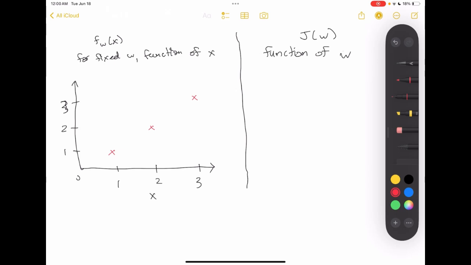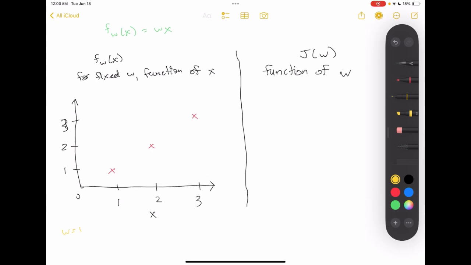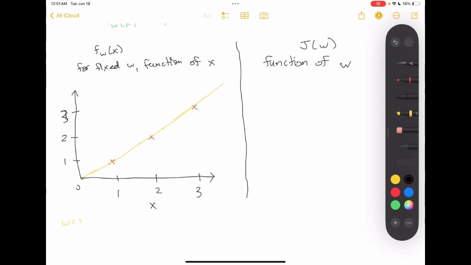So say we have a w value of 1. So we're going to let w equal 1. We said we're going to represent this function as wx. So basically we're going to represent our linear regression model as 1 times x, which is just x. And as you can see here, that models the data pretty well, right? With almost no error.